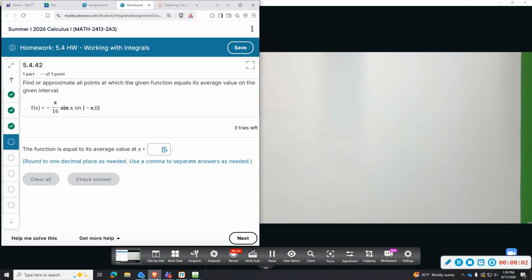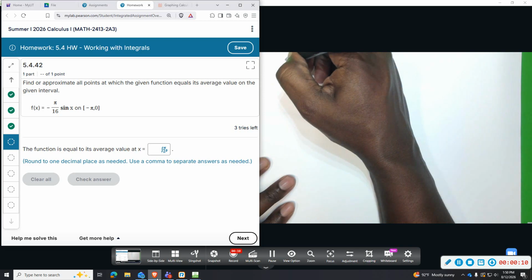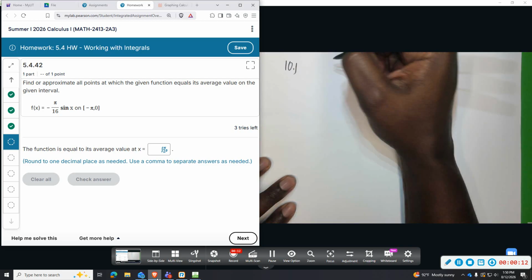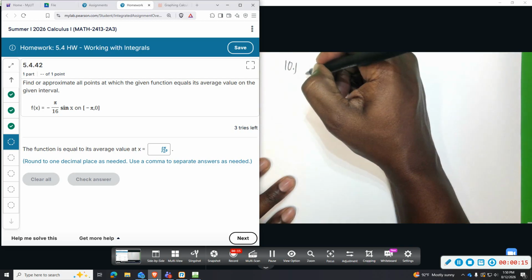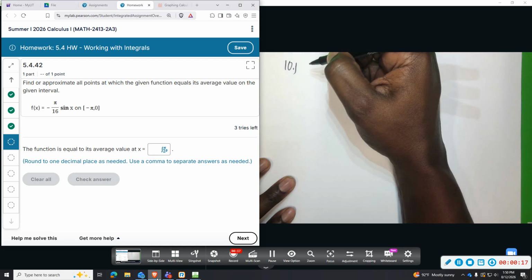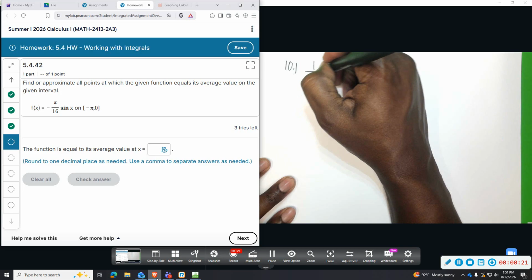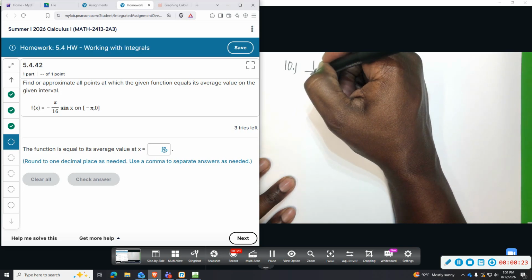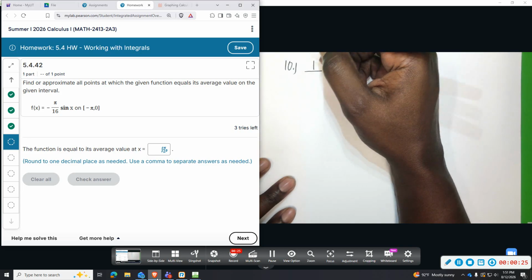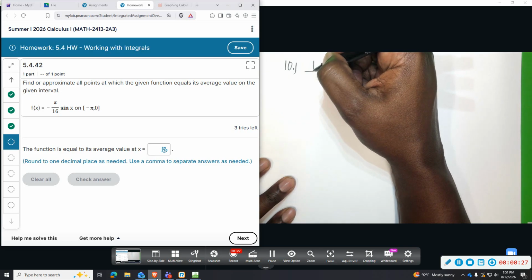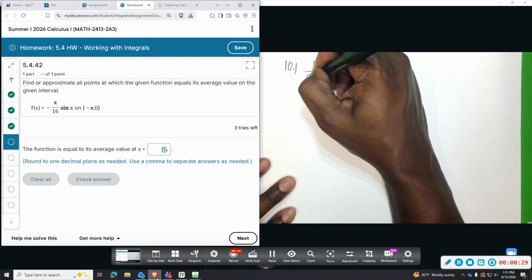All right, number 10, we want to find the approximate points at which the given function is equal to the average of the given interval. So we are first going to start by finding the average. We are going from 0 to pi over 2. So we're going to have 1 over, and then it is negative pi to 0, so we're going to do 0 minus a negative pi, which will be plus pi.